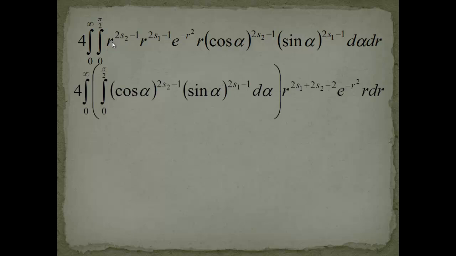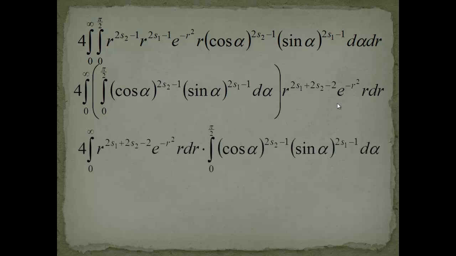Now what I also did was to write r to the 2s2 minus 1 together with the other term, so we get r to the 2s1 plus 2s2 minus 1, just adding these both terms. Then e to the minus r squared r dr. Okay, this looks nice, doesn't it? Now we have this term and we have this term.